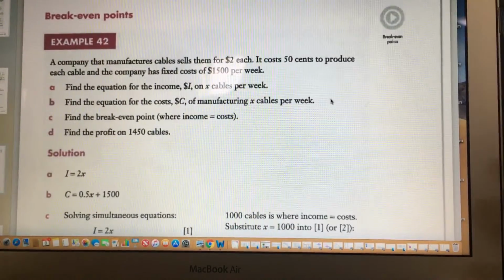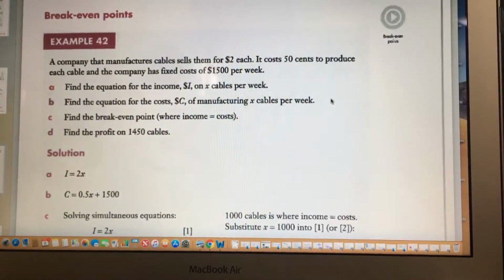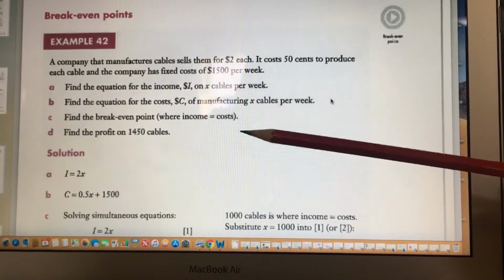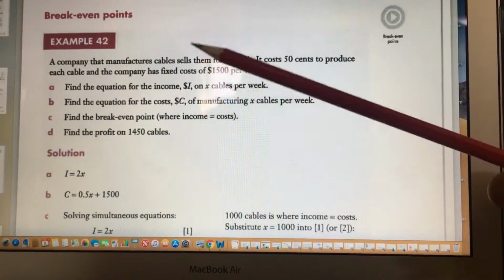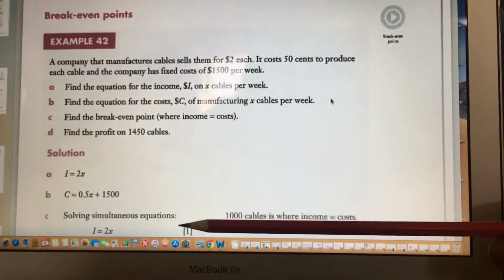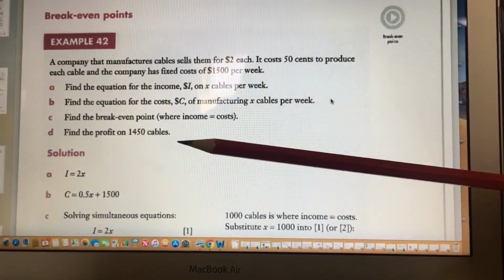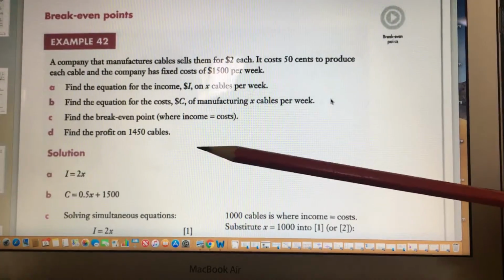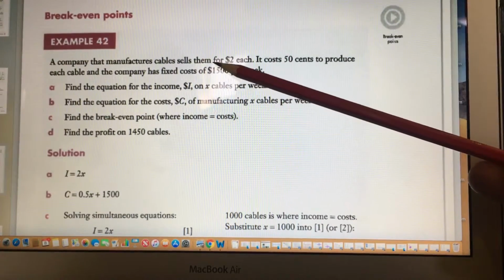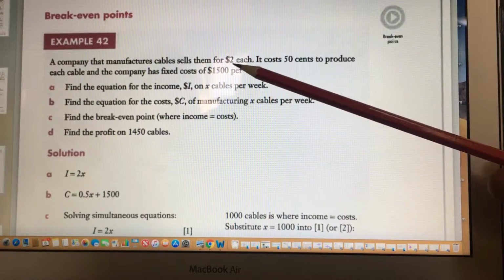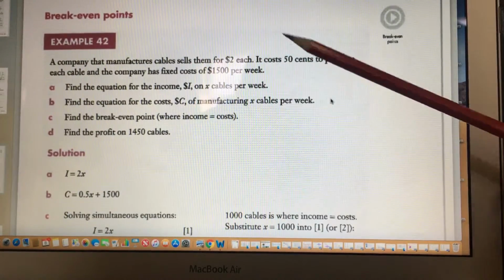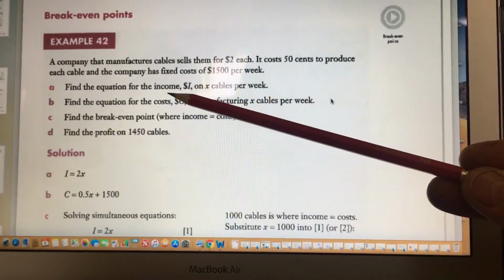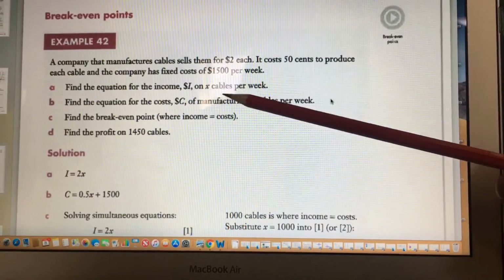The reason I want to mention that especially is because as a part of this, and mentioned in the syllabus, is break-even points. Break-even points have got to do with cost. So that's what this is. This is a scenario about cost. When you start to make a profit, you can say that you've reached your break-even point. So if they sell cables for $2 each, a company, it costs 50 cents to produce each cable, but has fixed costs of $1,500. So the first thing is find the equation for income on X cables per week.